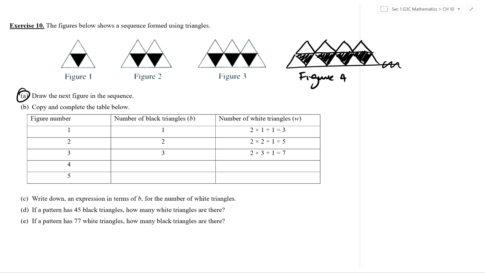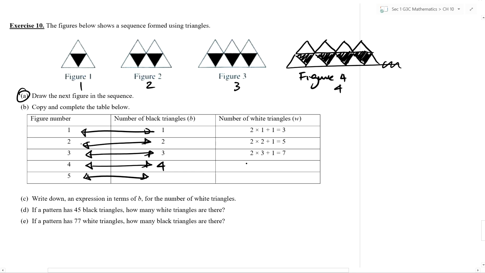So copying down the figure, the number of black triangles, and these black triangles, they are denoted by the letter B, according to the table. So you got 1 black triangle, 2, 3, the next one we have 4. And we see that the number of black triangles corresponds with the figure number. So quite clearly, in figure number 5, there must be 5 black triangles.